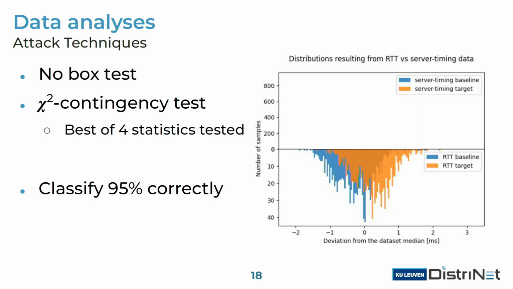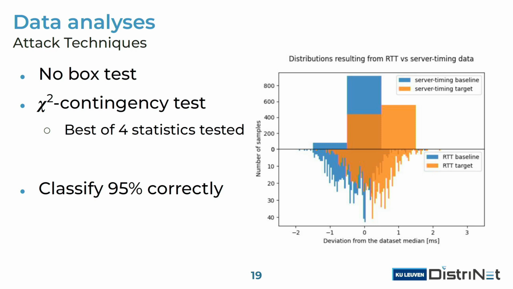Now, if you were to take the similar information and return it in a server timing header that has an accuracy of 1 millisecond, you would get something like this. So this is a less accurate distribution, and you can't really take percentiles of this distribution. So what we had to do is we had to find another statistic. We tested 4. The chi-squared contingency test worked the best.